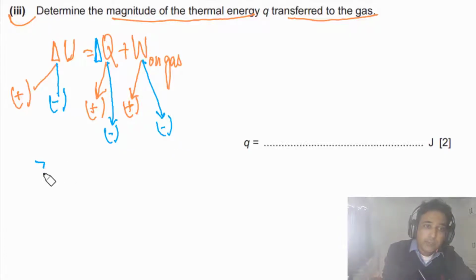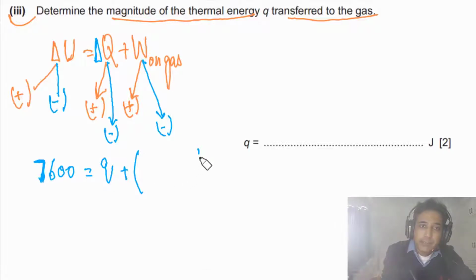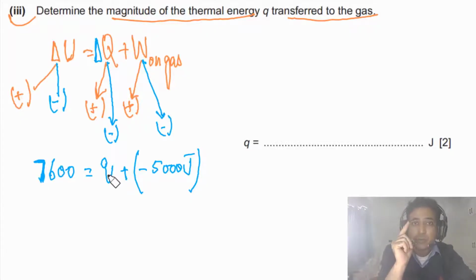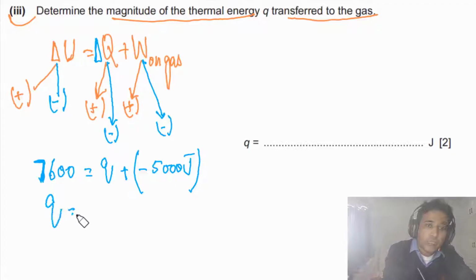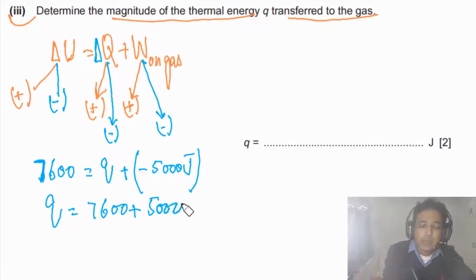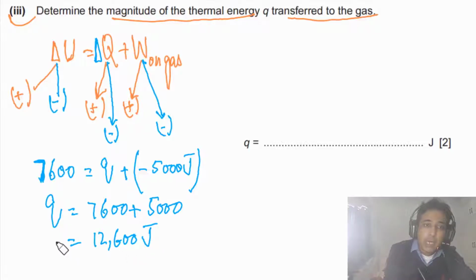Now for this question, it is given to us that internal energy increases by 7600 joules. We need to find the value of Q, but we have already discussed that work done on gas in this case is negative because the gas is expanding. So this one is negative. Now you can simply say, because this change is positive, Q has to be positive. So Q will be equal to 7600 plus 5000 joules. So the final answer is 12,600 joules. So this is how we can answer.